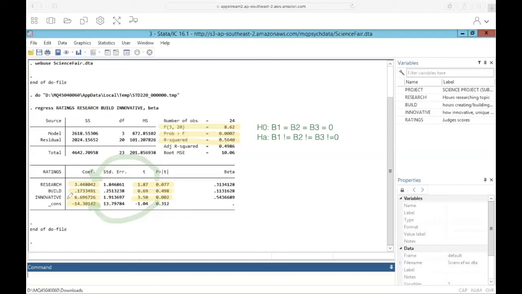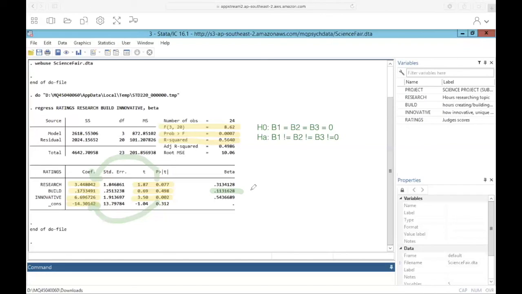And the practical way to interpret your standardized beta is that a 1 standard deviation increase in your predictor will result in a 0.31 standard deviation increase in your outcome. So for hours spent building, a 1 standard deviation increase in hours spent building will result in an increase of 0.11 standard deviations for judge ratings. Okay, and you can interpret each standardized beta the same way.